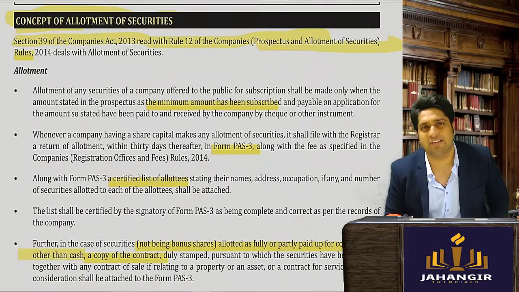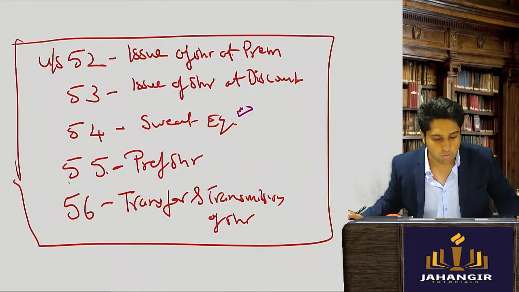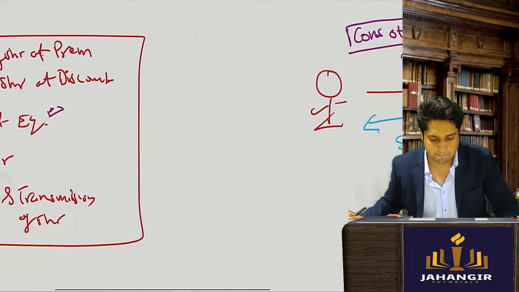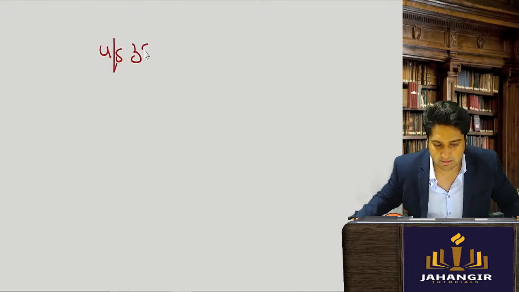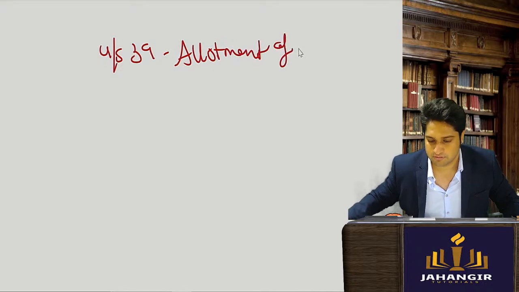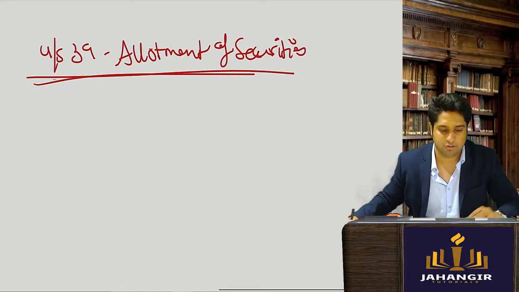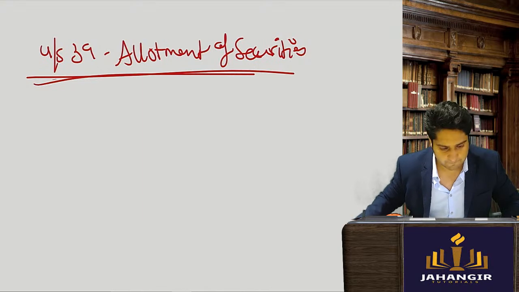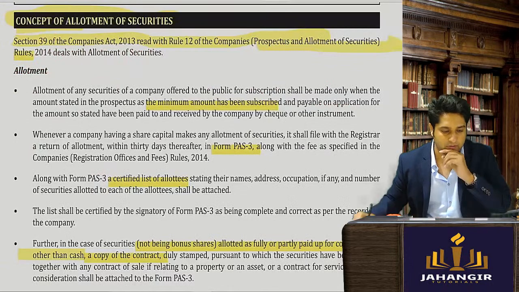Now coming to very, very important section number 39 of the Companies Act. What is section 39 of the Companies Act? Can anyone put? Very important section, that is your section 39 talks about allotment of securities. Clear till here? Allotment of securities.